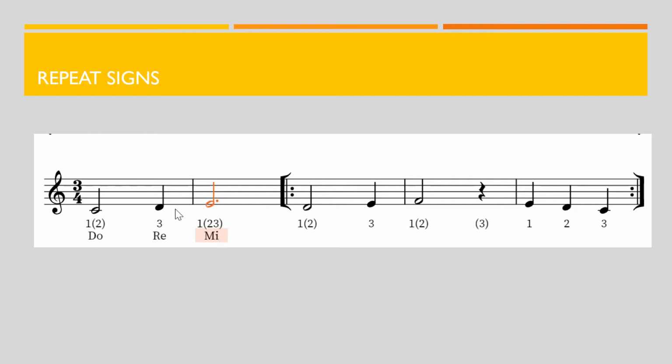Continuing up by step is Mi. Notice this descends. So we have Re, it goes back up, Mi, Fa, and then it steps down from this bottom space to this bottom line. So we have Mi, Re, Do, and we end on Do. Let's go ahead and sing this on solfege. Here are 3 beats of metronome clicks.